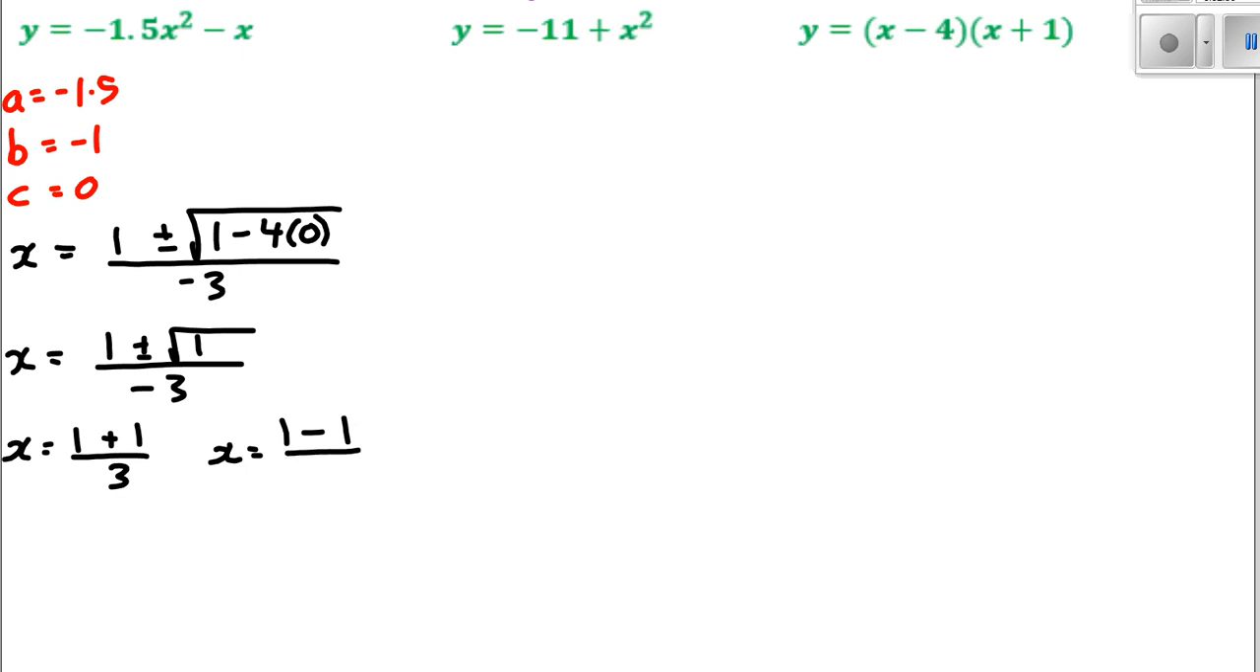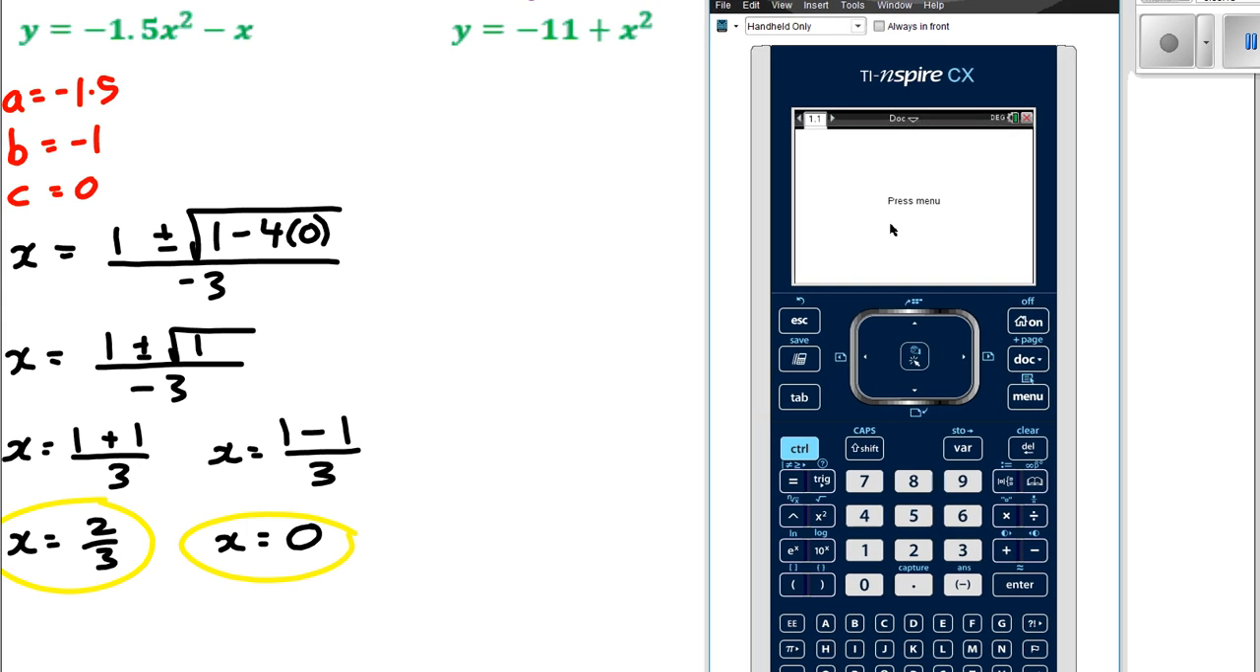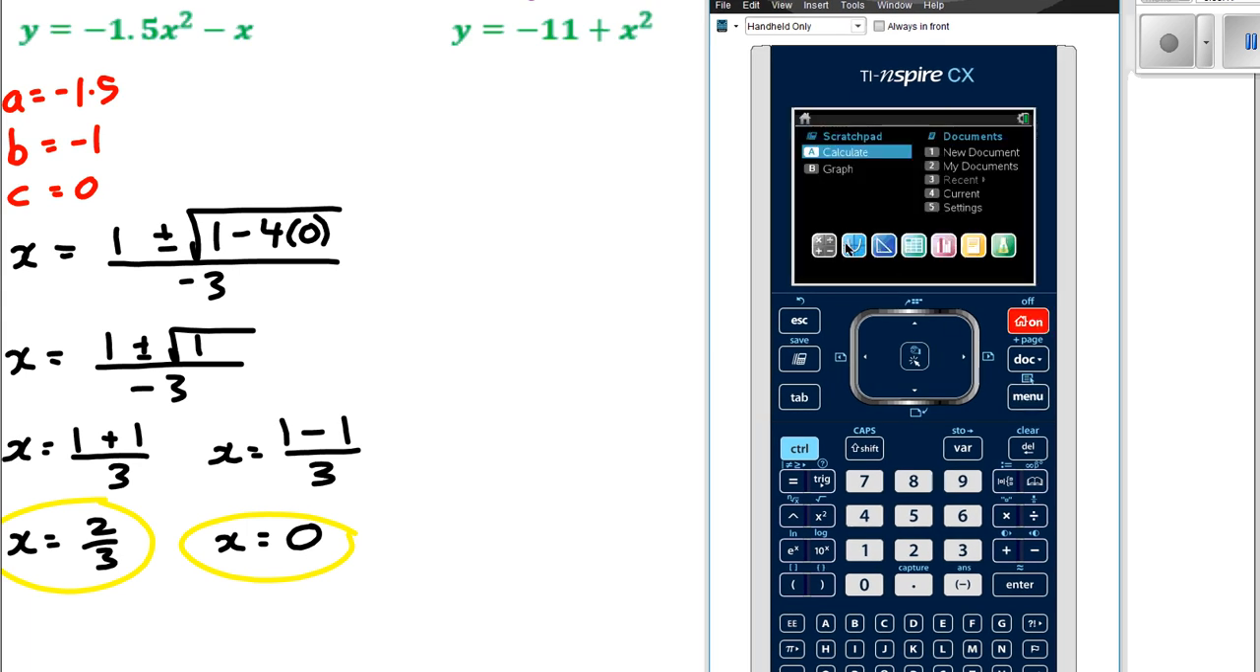So 1 plus 1 over 3 is 2/3. 1 minus 1 over 3 is 0/3, or 0. So it looks like we have 2 x-intercepts this time. If you want to check it on the TI Inspire, let's do that. Let's get really good at checking our answers. If it was non-calc, we could only do it the way we just did. But if it's a calc paper, you could check by graphing it. People will get good marks if they learn how to check their answers quickly by graphing and doing all sorts of tricks on here.